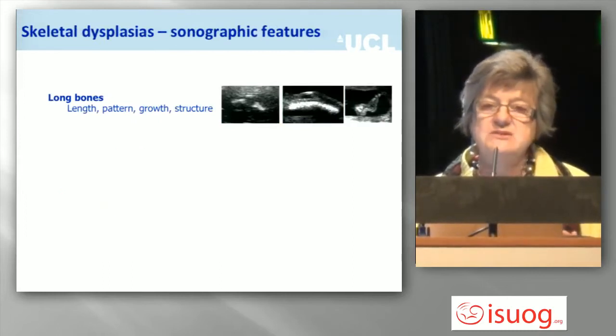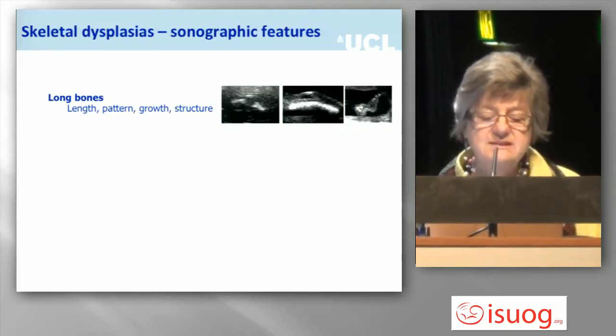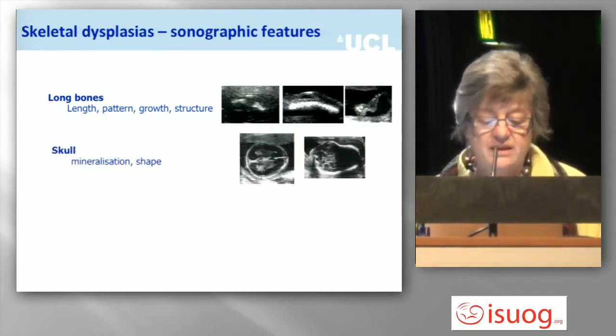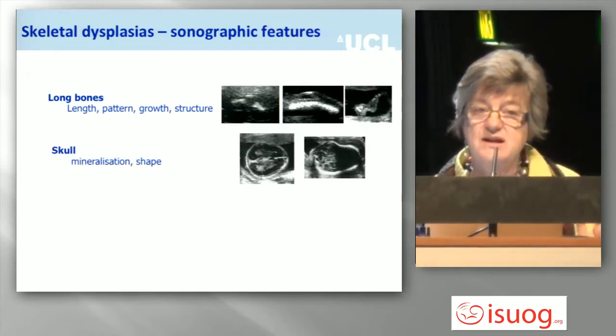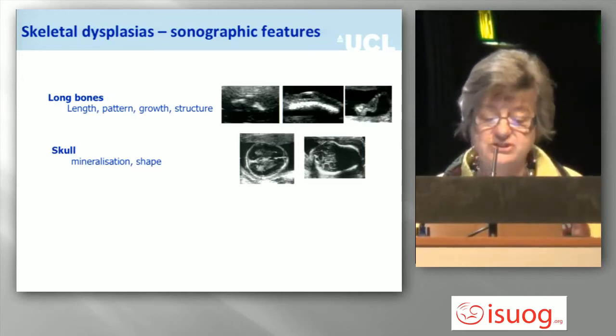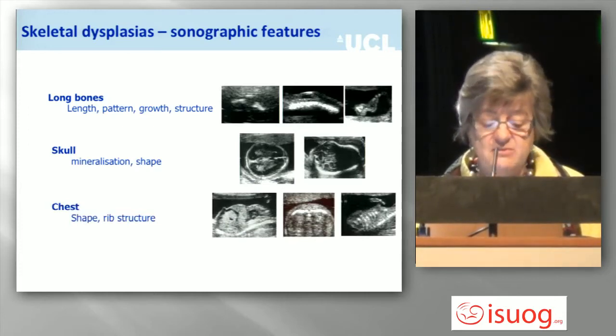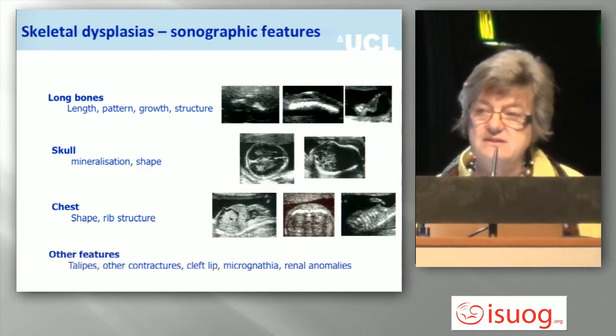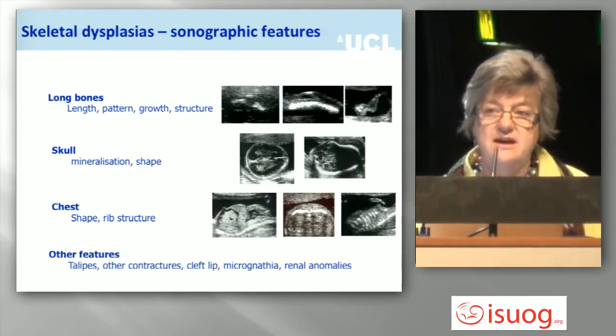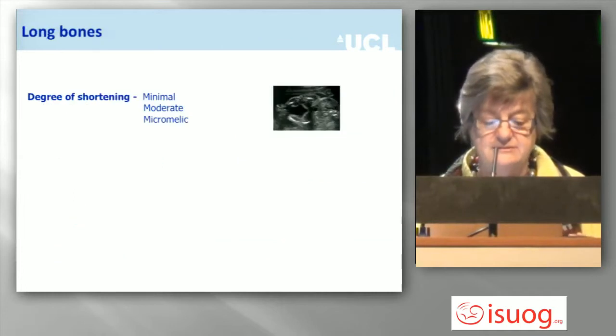So, what are we going to look at? We're going to look at the sonographic features, and we're going to consider those first of all in terms of the long bones. So we need to think about how long they are, the pattern, the growth and the structure. We need to think about the skull, whether it's a very useful sign here, whether it's mineralized, well mineralized, not mineralized, what the skull shape is. In terms of the chest, we need to look at the shape of the chest, the size of the chest. We need to look at the ribs and the structure of the ribs and the shape of the ribs. And then we need to look at the rest of the baby because there are a lot of other features which can give us a clue to the underlying pathology, some of which you've already heard about today.